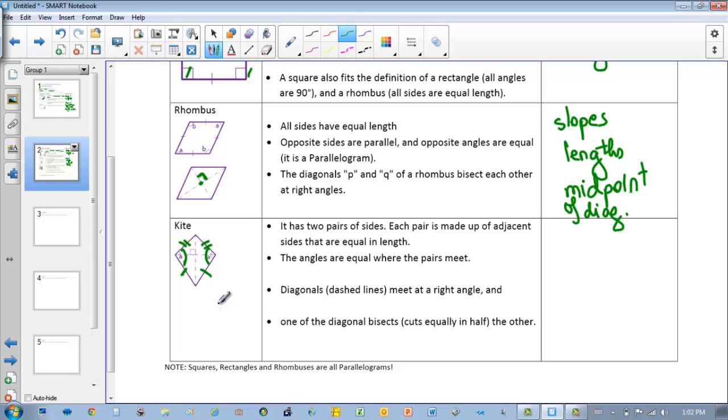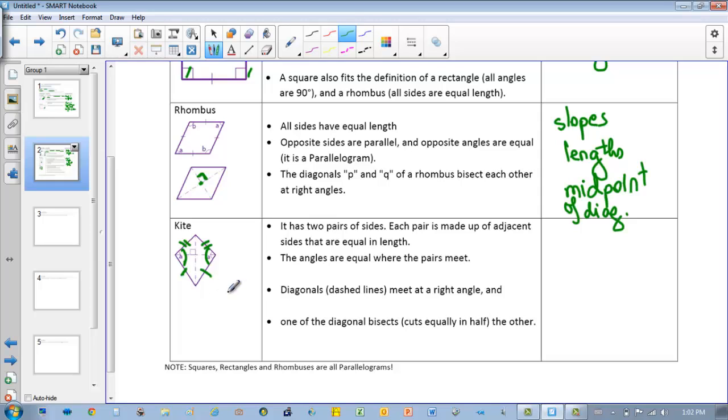Another important property for a kite is that the diagonals intersect each other at 90 degrees. So one of the diagonals, the longer one, bisects the other one or cuts it in half. So the longer diagonal bisects the shorter diagonal, in this case, into two equal halves, and they also intersect each other at 90 degrees. Very, very important properties in the kite. A bit harder to prove because you have to keep track of all these properties. As usual, I am not asking you to memorize properties. I'm asking you to understand.